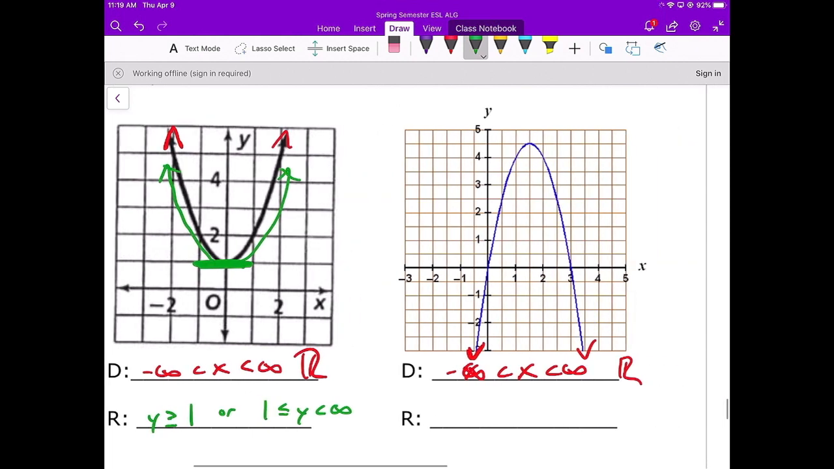And then last one, this graph does not go above, was that 4.5, right in the middle there, right? So it's all the numbers below 4.5. So y is a number less than or equal to 4.5. You can also write that as y is all the numbers from negative infinity to 4.5. Could be equal to that as well. And that's it for attributes of quadratic functions.